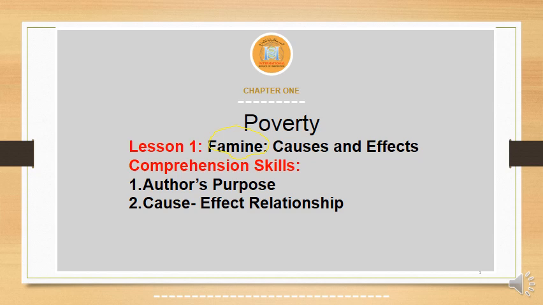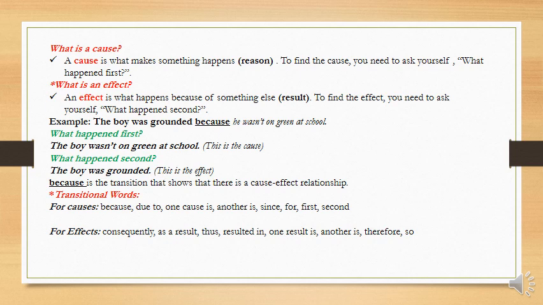During this session, we are also going to discuss two comprehension skills. The first one is already discussed in the previous Zoom session, which is author's purpose, and the second one is cause-effect relationship. First of all, we are going to talk about causes and effects. We are going to start with the definition of a cause.